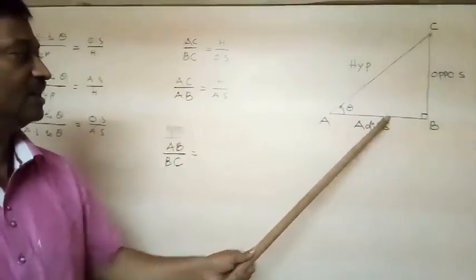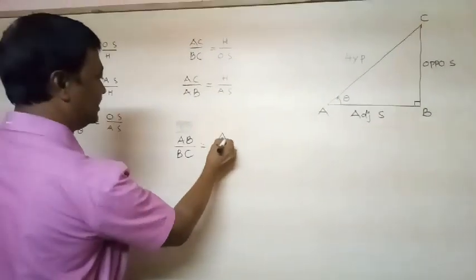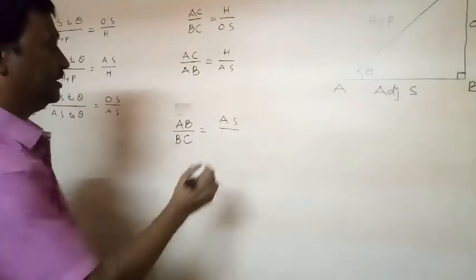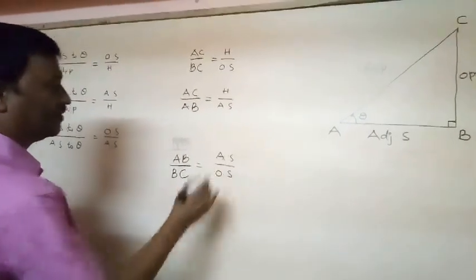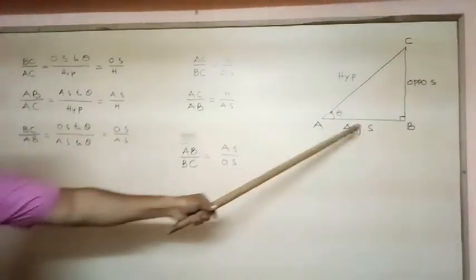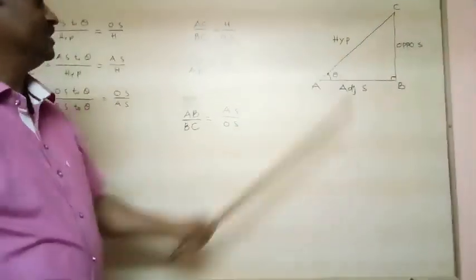and AB, the adjacent side, by BC, the opposite side. Here these 6 ratios are written by using these 3 measurements.